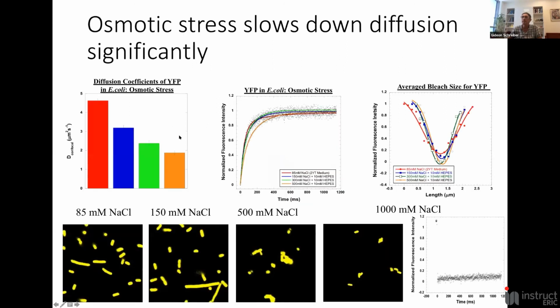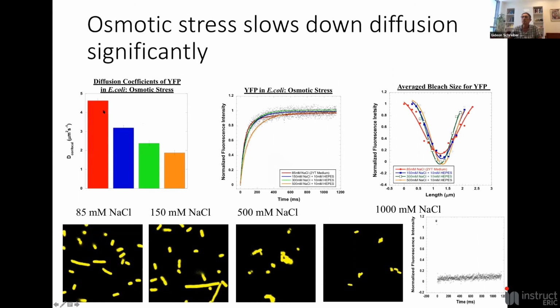So another thing that we can measure here now is what happens in the same bacteria. Now we take bacteria and increase the osmotic strength of the buffer from 85 millimolar to 1000 millimolar. And basically what we get, you see here, is slower diffusion.